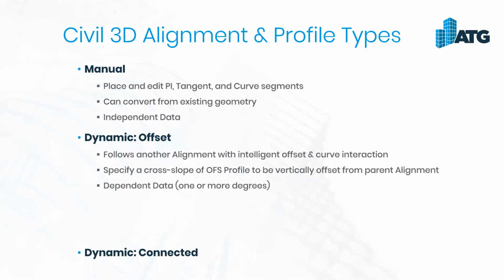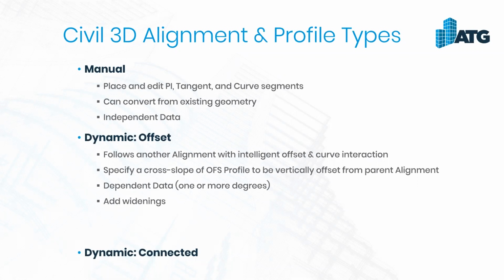And then this is dependent data. So if our manual object is independent, our dynamic offsets and our dynamic connecteds are going to be related and dependent upon that manual. And as I mentioned before, you can offset and offset. So these data can be 1 or 2 or 3 degrees away from that parent object if we so choose.